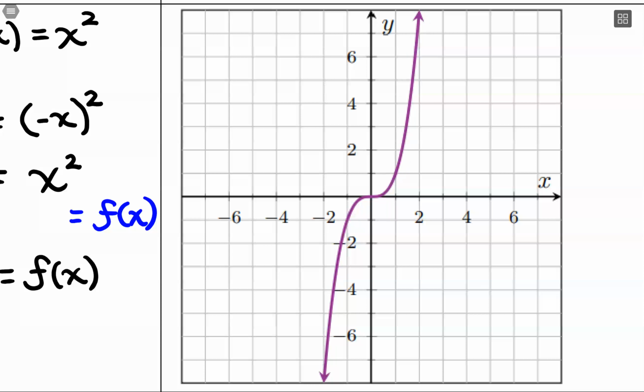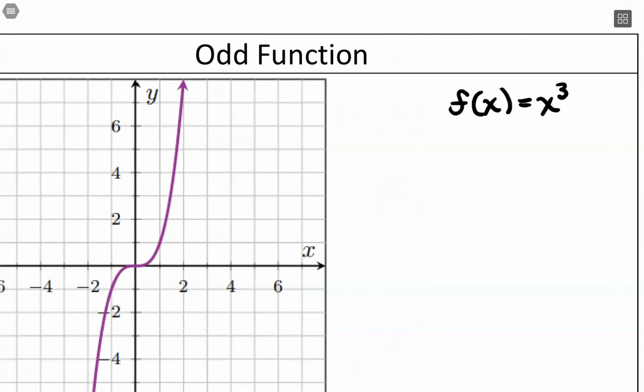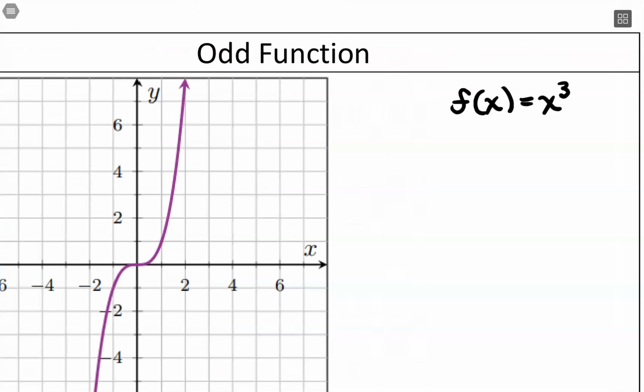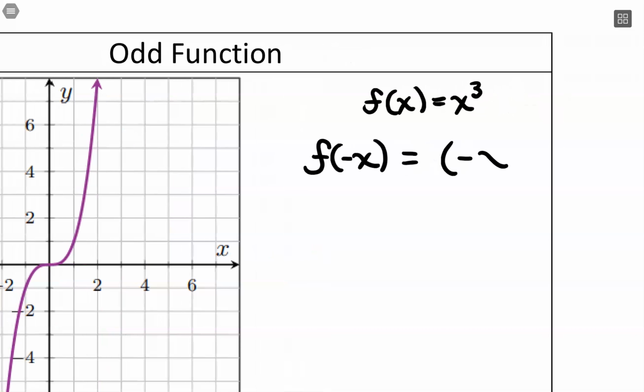So with that, let's look at it algebraically. So this graph right here is f of x equals x cubed. Again, you can see there is this relationship between the exponents and the type of function it is. So f of x equals x cubed. So let's see what happens when we plug in negative x. So we're going to have, in parentheses, negative x cubed.